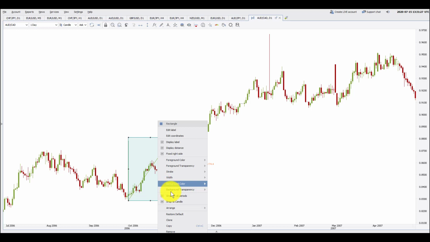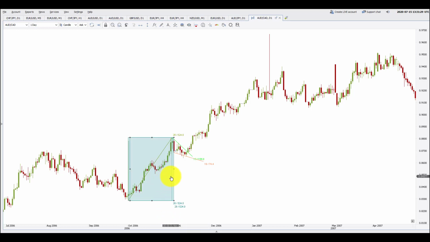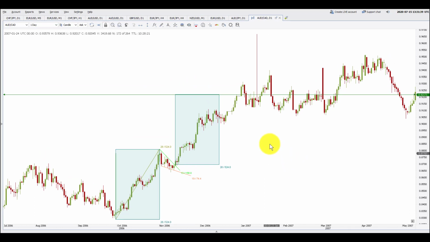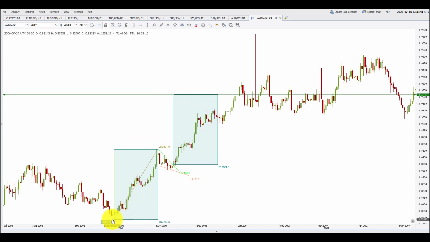We'll clone it and then we'll move it upwards from the point of break. So this will be our target. So you see how it happened. The price started in the upward direction, then it consolidated somewhat, and then it finally broke out.